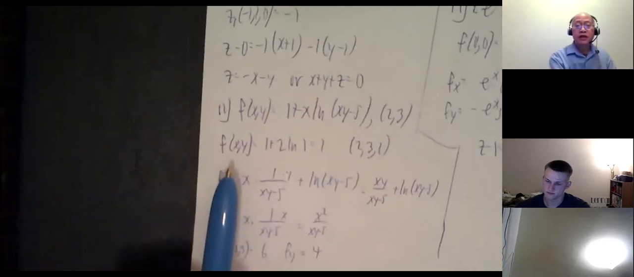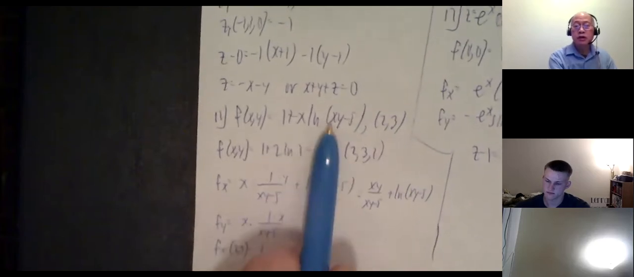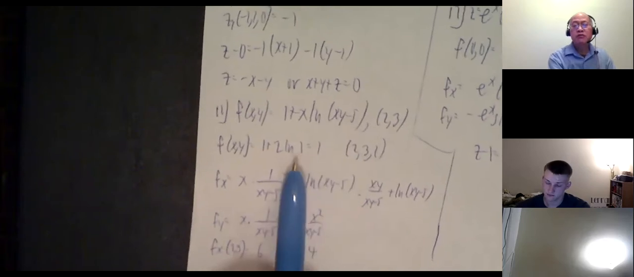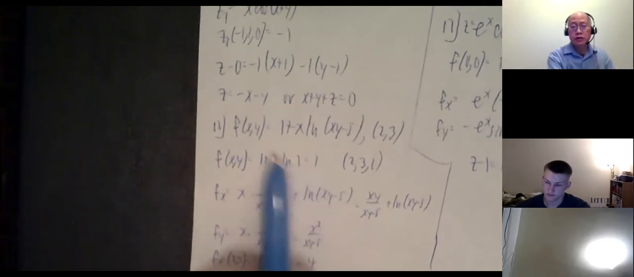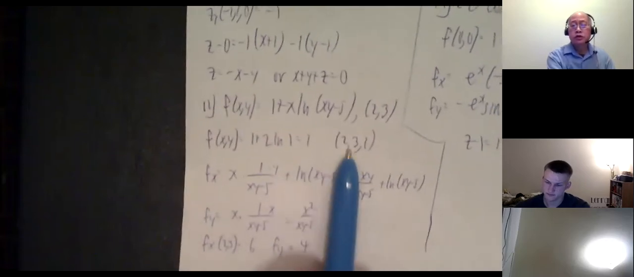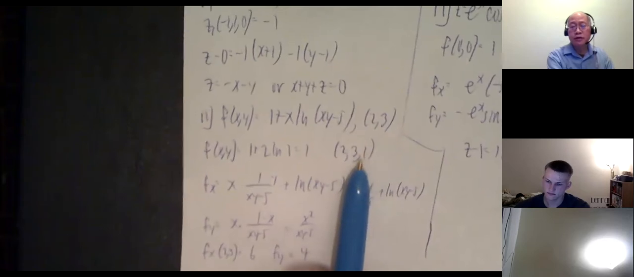So f of x, y, I plug in 2 and 3. So put a 2 here, and 3 here. 2 times 3 is 6. 6 minus 5 is 1. ln 1 is 0, so that's gone. So the z coordinate is 1. So it's 2, 3, 1. They don't give me the z, but you can figure it out.